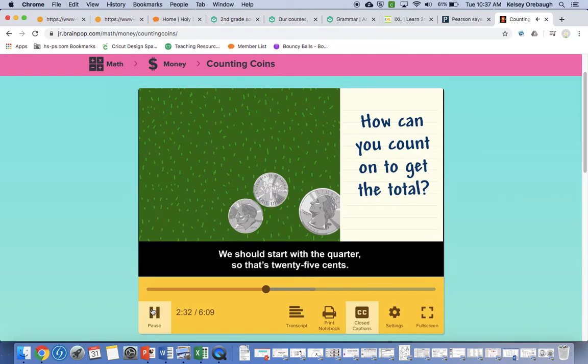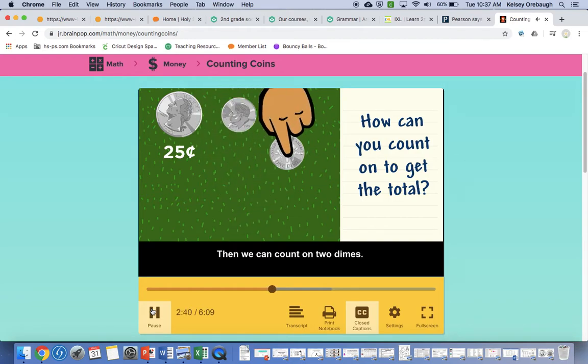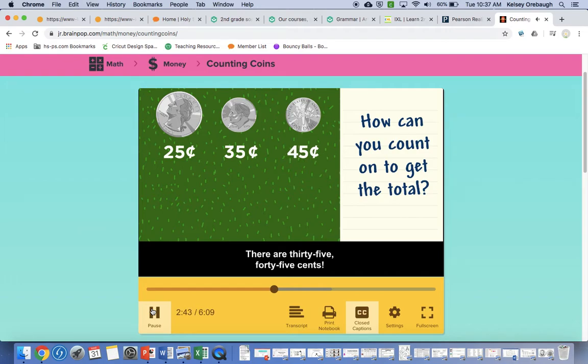Okay, we should start with a quarter, so that's 25 cents. Then we can count on 2 dimes. There are 35, 45 cents. Think back to place value. When you add groups of 10, which is how much a dime is worth, 10 cents, which digit is going to change? The tens place. Notice that the ones place stays the same because you're adding tens. 25 cents, 35 cents, 45 cents. We're counting on by 10 cents each time we add a dime.